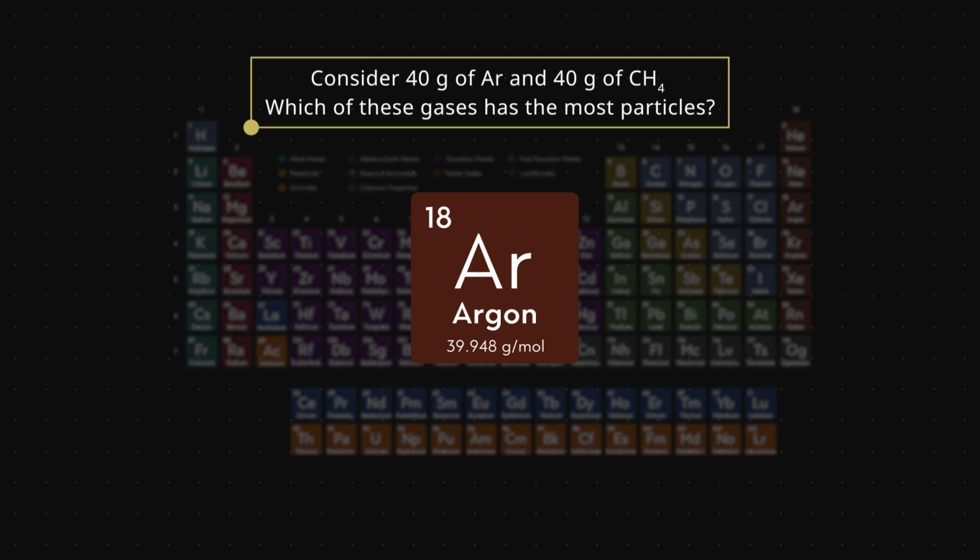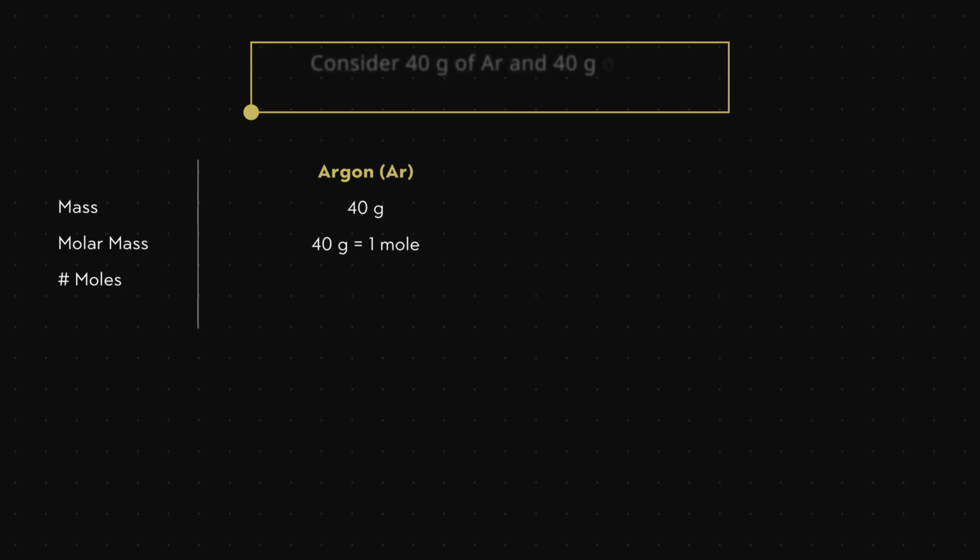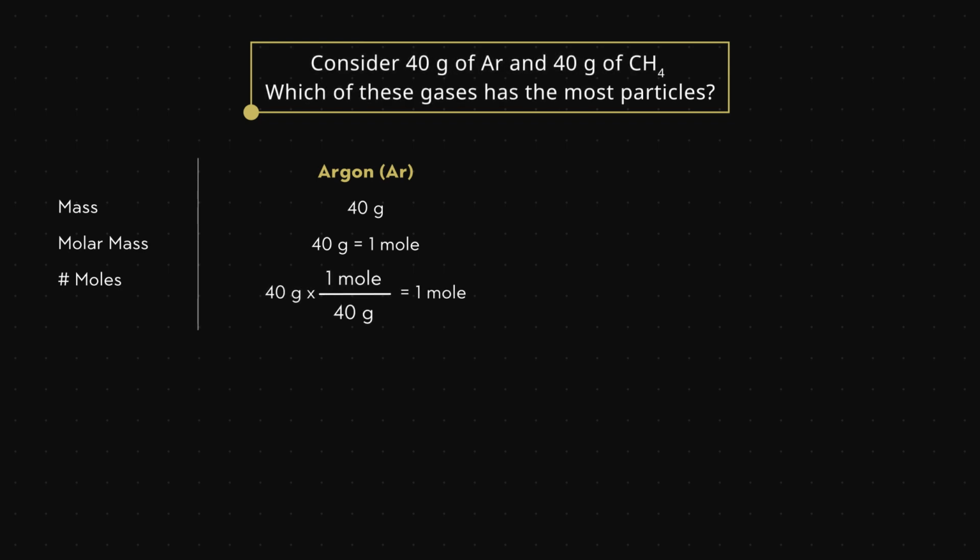Methane, on the other hand, is a naturally occurring greenhouse gas that contributes to climate warming. It has a molar mass of 16 grams per mole. From the molar mass, we know that there are 40 grams per mole of argon. That is, 40 grams is equivalent to 1 mole of argon. Mathematically, we write 40 grams of argon multiplied by 1 mole of argon over 40 grams is equal to 1 mole argon. Here, the grams of argon cancel out in the top and the bottom.